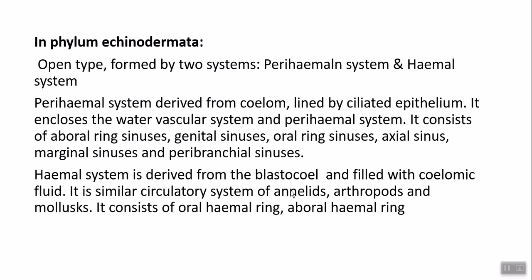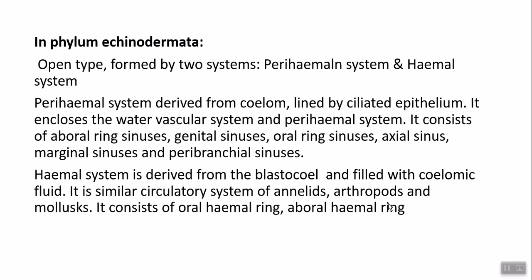The hemal system is derived from the blastocoel and filled with coelomic fluid. So this I'm talking about the hemal system. This hemal system has a blastocoel and is filled with coelomic fluid, and it is similar to the circulatory system of annelids, arthropods, and mollusks. It consists of an oral hemal ring and an aboral hemal ring.